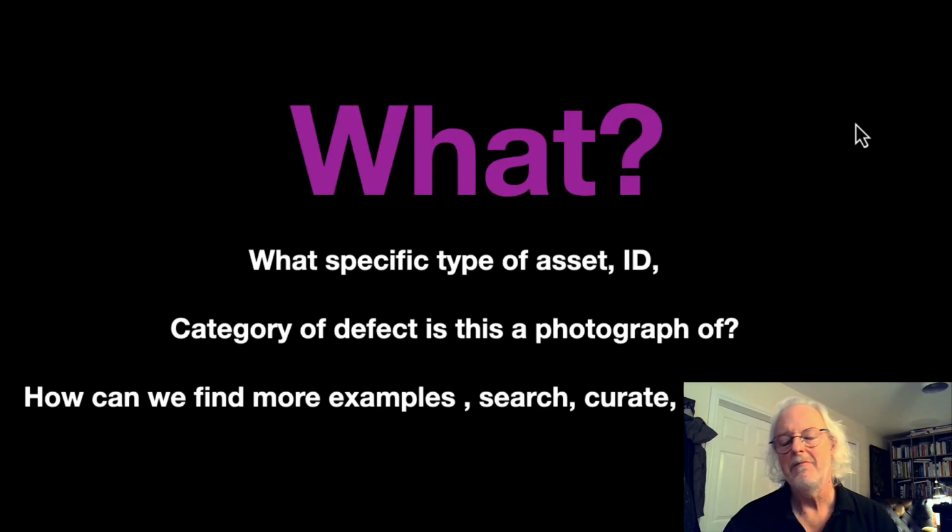And finally, probably the one thing that's most overlooked is what. What is this a photograph of? We're given a title, or it's put into a folder of maybe hundreds of photographs. But how can we organise this so we can categorise things? For example, what type of asset is it? Does it have an ID number? If we're looking at defects, what category of defect is it? Is it spalling? Is it vegetation? Is it water ingress? Whatever it might be.